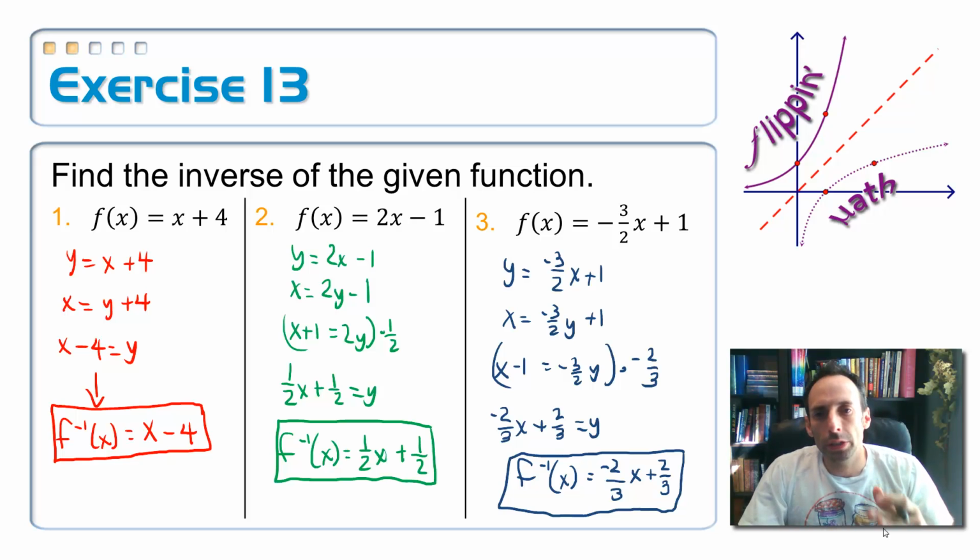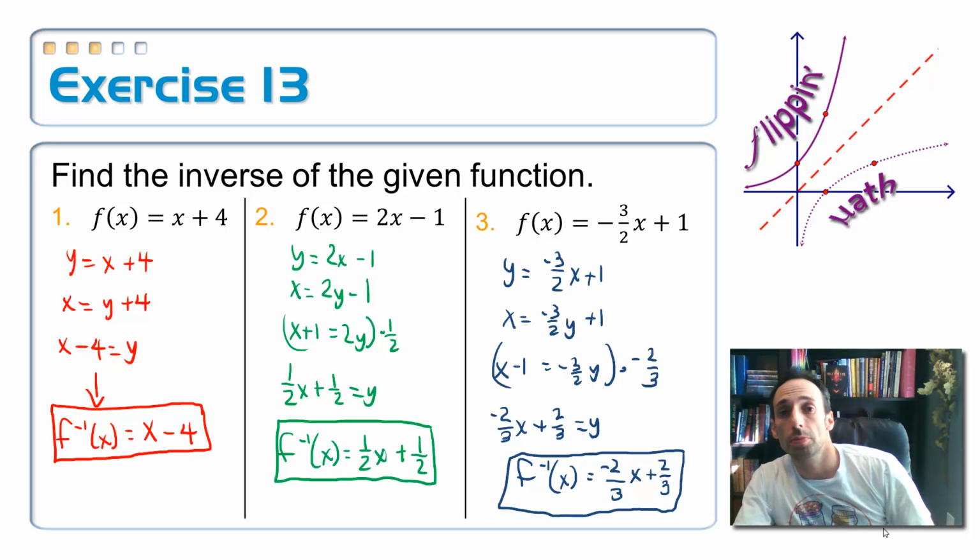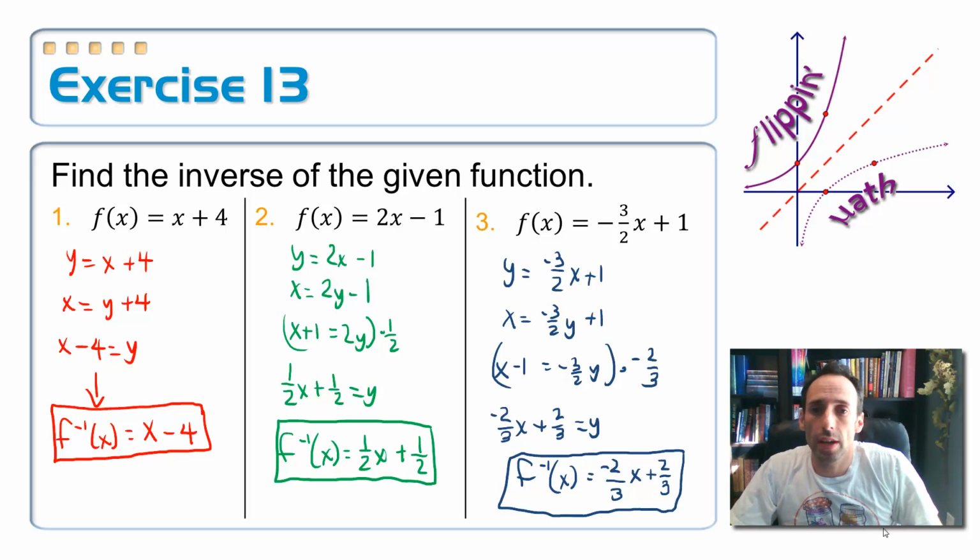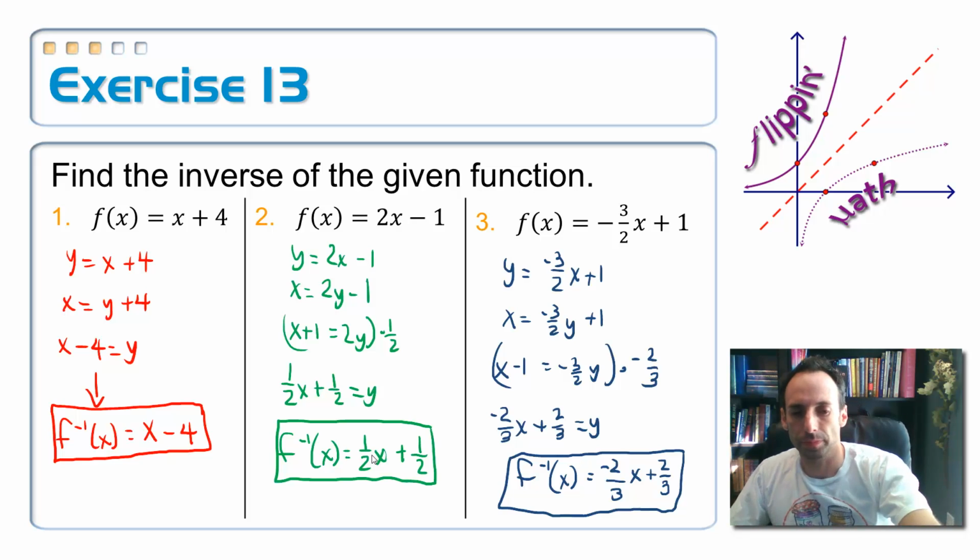On number 2, 2x minus 1 becomes, for the inverse, a half x plus a half. Does this make sense? If I multiply something by 2, in order to undo it, I need to multiply that by a half. Also, what we talked about in the last exercise is that these slopes are reciprocals of each other. So 2, and then I have a half. And then on number 3, negative 3 halves x plus 1, its inverse becomes negative 2/3 x plus 2/3. And there you have it.